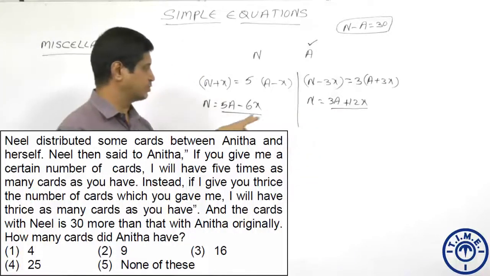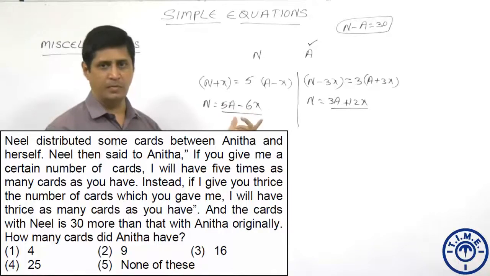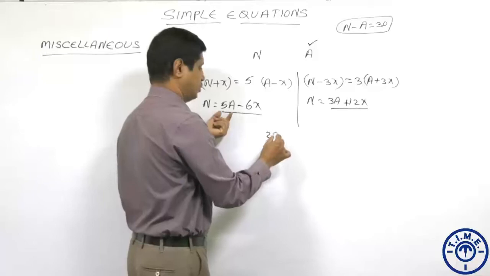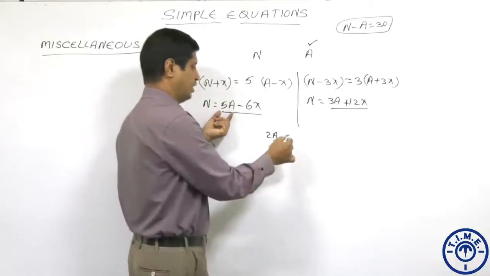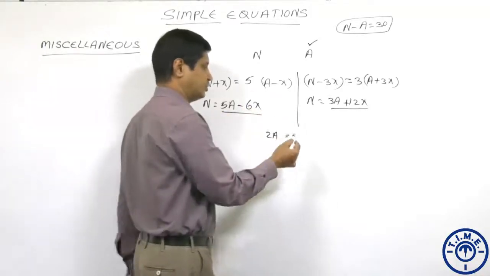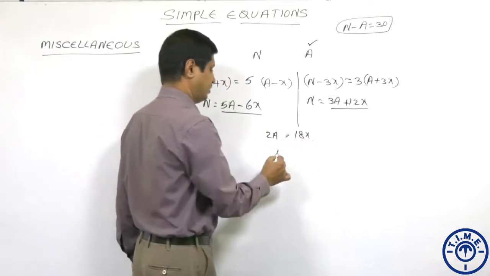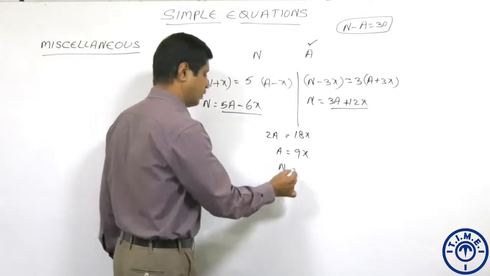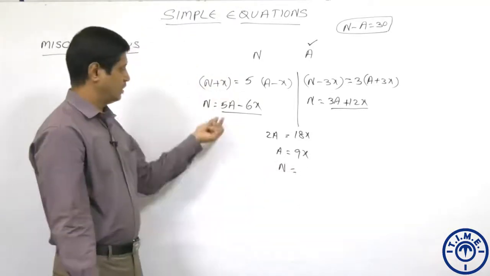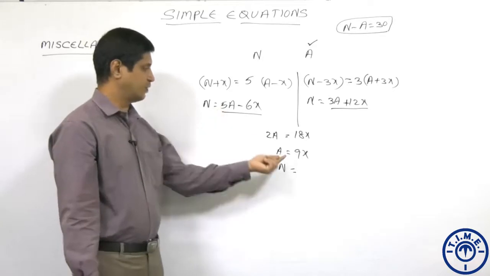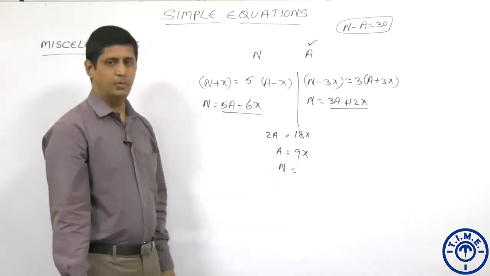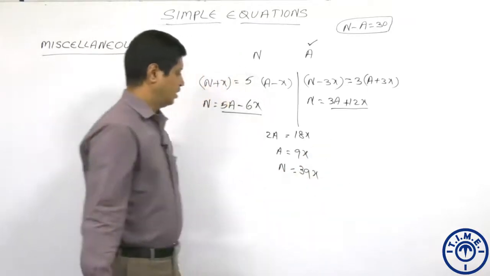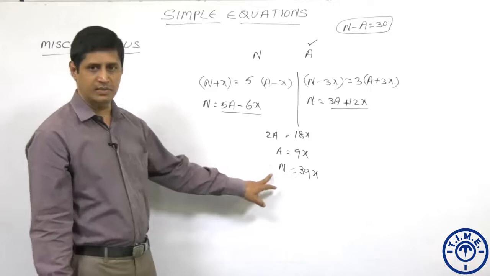In place of N, substitute this and simplify, means by equating these two. What is the result? 5A and 3A, the difference is 2A. Now what is the value of 2A? Minus 6x, take to the other side, becomes positive, results in 18x, means A is equal to 9x. When A is equal to 9x, what is the N value? Means 5 times 9, 45, 45 minus 6x, it is 39x. The value of A is 9x, the value of N is 39x.